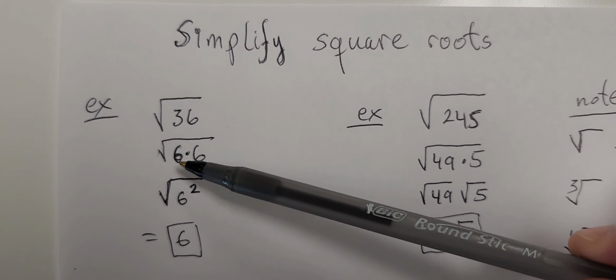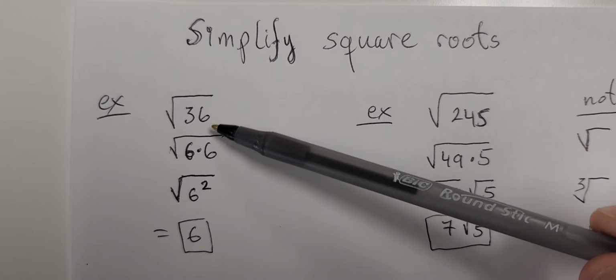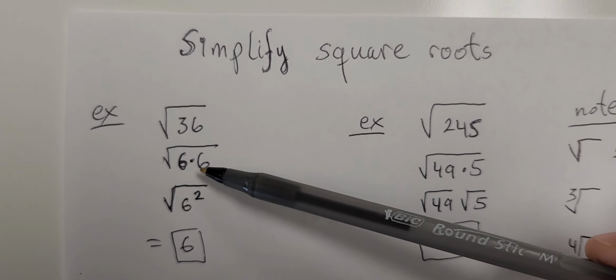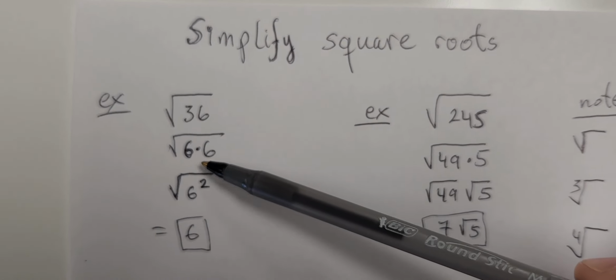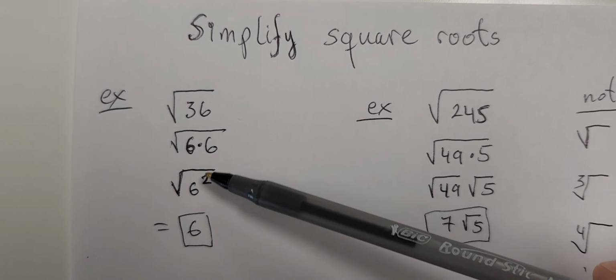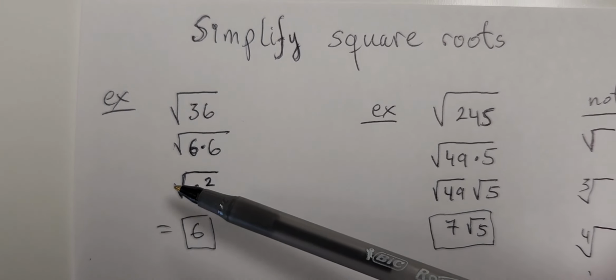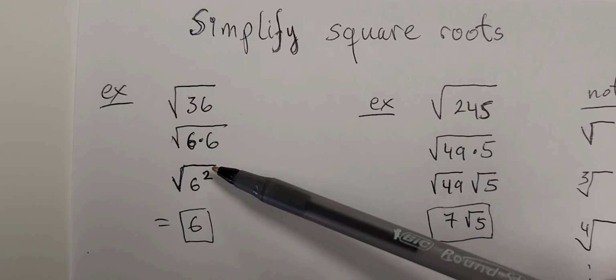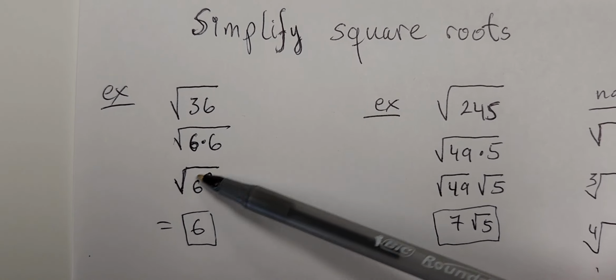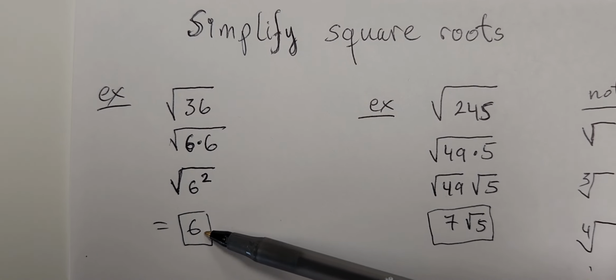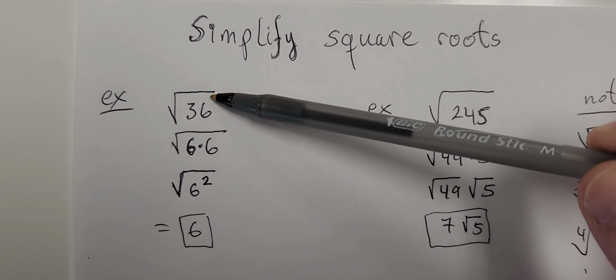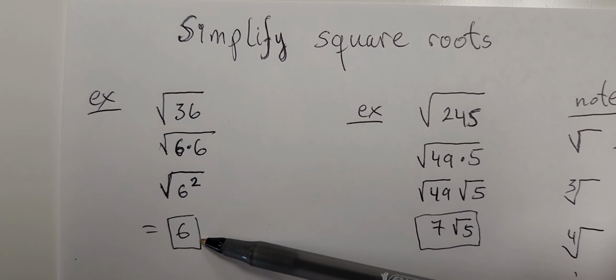So the only answer is 6 times 6 gives me 36, and since they are the same, repeated twice, we will write 6 squared, and then this square root symbol and this square right here, they cancel out, so my answer is 6. So square root of 36 is 6.